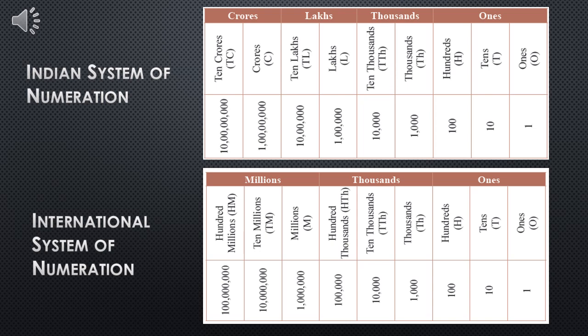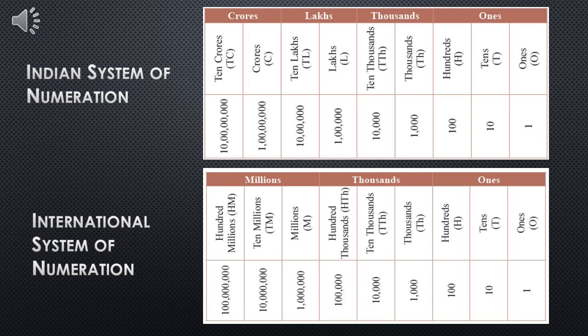Now, let us talk about the periods. Ones, tens, hundreds are considered as ones period. Similarly, thousands and 10,000s are considered as thousands period. Lakhs and 10 lakhs are considered as lakh period. Next, crore and 10 crore are considered as crore period.